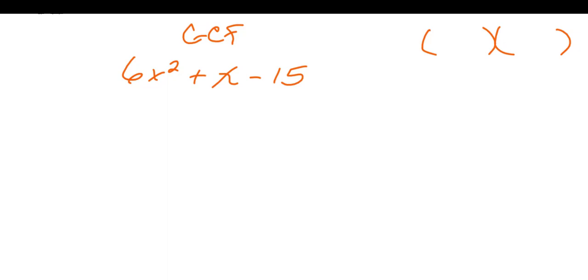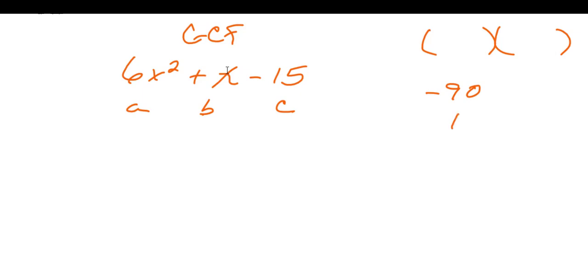So to start off, one quick reference here for my coefficients and my constant. So my coefficient here and this one, these are my A and my B, and obviously my constant here is my C. And so to get us started, we're going to multiply A times C. So that's 6 times negative 15. 6 times negative 15 is going to give us a negative 90.